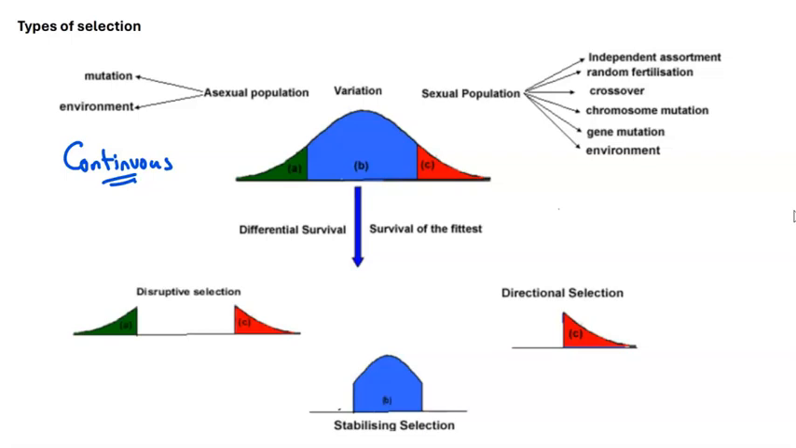So the characteristic is probably determined by a polygenic influence where there's more than one gene. There are many genes controlling a single characteristic. The frequency of that characteristic is on the y-axis here, like so, and the range of the characteristic is measured on the x-axis. So we've got these three zones identified as A, B, and C to assist in our understanding of the effect of different types of selection.